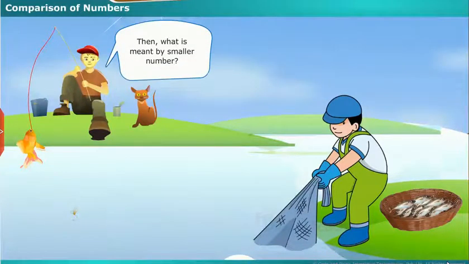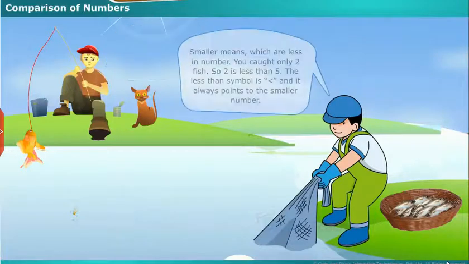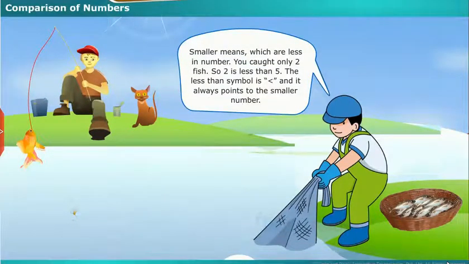Then, what is meant by smaller number? Smaller means which are less in number. You caught only 2 fish, so 2 is less than 5. The less than symbol is, and it always points to the smaller number.